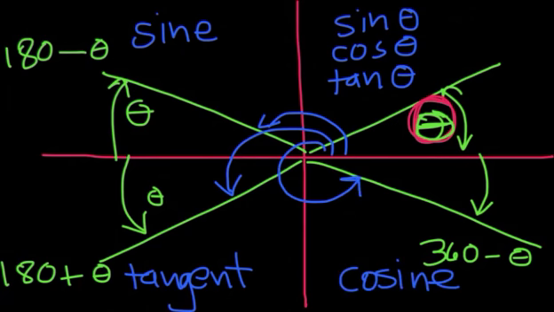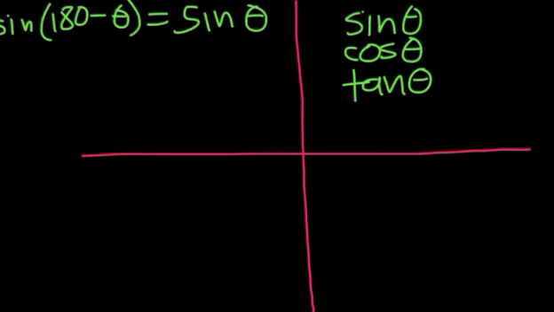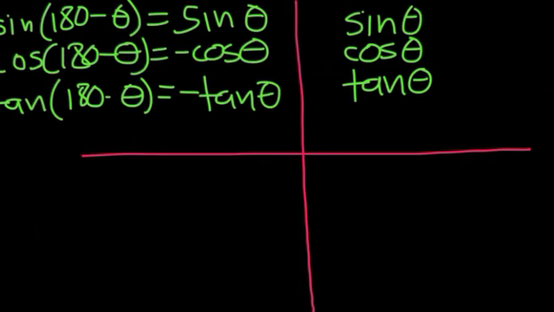Now, if we look at this in a little bit more detail, we're going to see how we can apply this in some of the problems that we come across later. Because what we find is, as already stated, sine, cosine, and tan of theta is all positive in the first quadrant. To find the angles in the second quadrant, we have to go 180 degrees minus theta. And what we find is sine of 180 minus theta is equal to sine of theta. Cosine of 180 minus theta is equal to minus cosine of theta. And tan of 180 minus theta is equal to minus tan of theta.